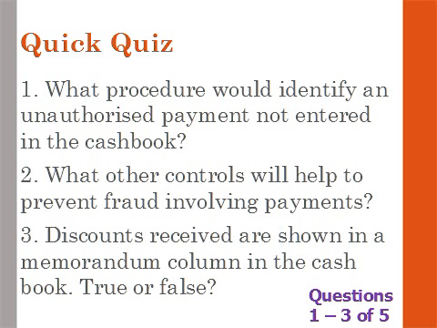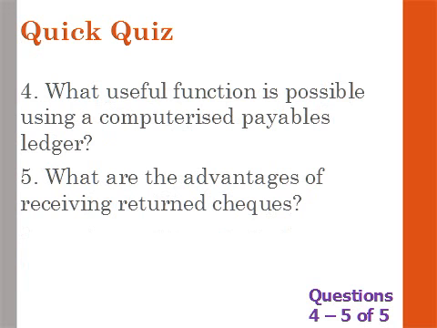Quick quiz. Question 1. What procedure would identify an unauthorized payment not entered in the cash book? Question 2. What other controls will help to prevent fraud involving payments? Question 3. Discounts received are shown in a memorandum column in the cash book. True or false? Question 4. What useful function is possible using a computerized payables ledger? Question 5. What are the advantages of receiving returned checks?